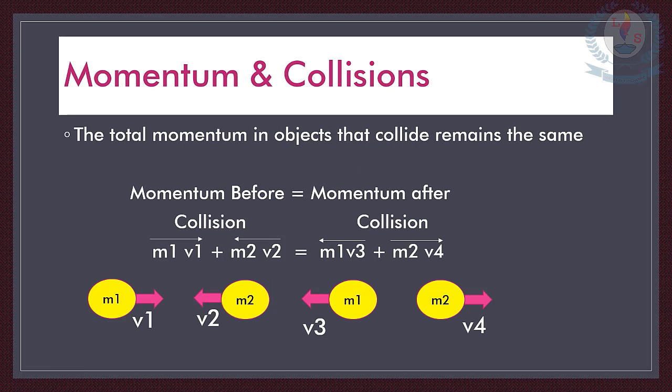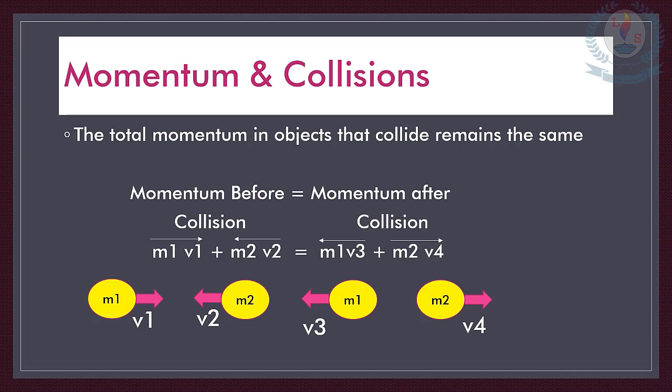The relationship between momentum and the collisions of objects. The total momentum of objects after a collision remains the same. Therefore, we can use the equation: momentum before collision is equal to momentum after collision.